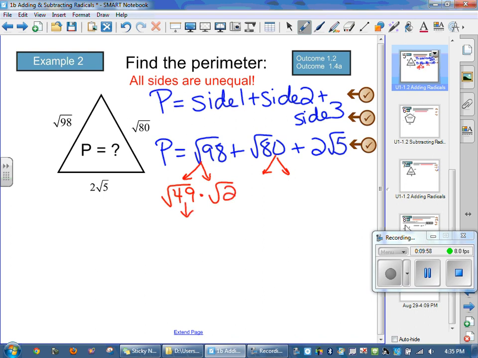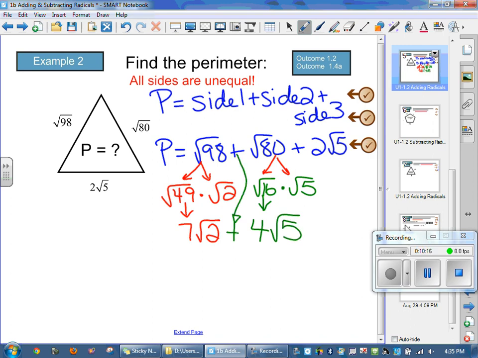Then I take root 80. Root 80 is going to become root 16 times root 5. We've seen root 80 a lot. The root of 16 is 4, so 4 root 5, and that's a positive. I'm adding, so the plus sign comes down. I'm adding again, so now I can stick my 2 root 5, it comes down in my expression.